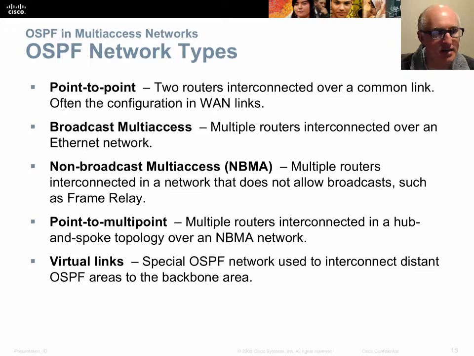Point-to-point would be a WAN link, like when you bring up a serial link. The default protocol on a serial link is HDLC, and HDLC, as well as PPP, are point-to-point link protocols. So it would identify those serial links that you have as point-to-point. It would identify your Ethernet links as broadcast multi-access. We also have NBMA networks, and one of these is frame relay. So that's a multiple access network like Ethernet, but it doesn't allow broadcasts. Multiple access, but no broadcasts. So Ethernet allows broadcasts, and frame relay by default does not allow broadcasts.